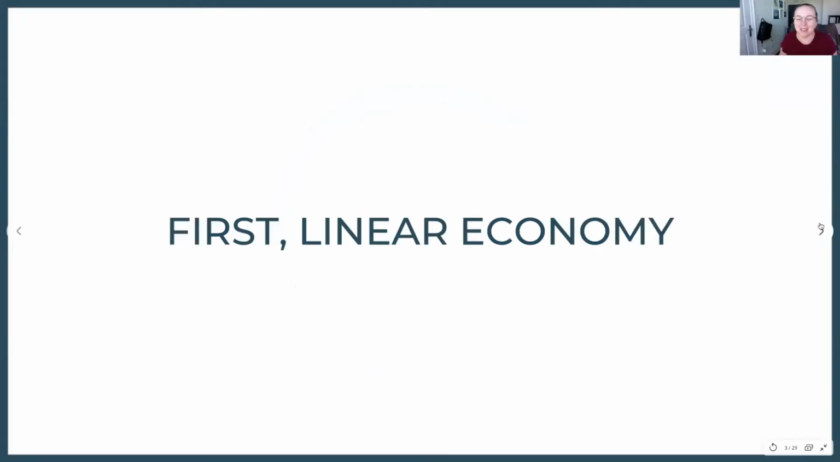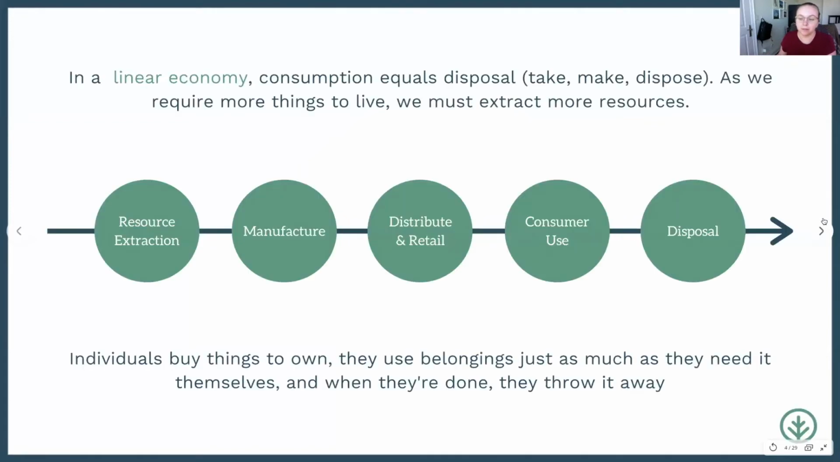Before we actually talk about circular economy, we need to talk about the linear economy, because that is the society or system that we're living in right now. So we want to make sure that we all have this baseline understanding of the linear economy before we can go into the more complicated topics of circular economy.